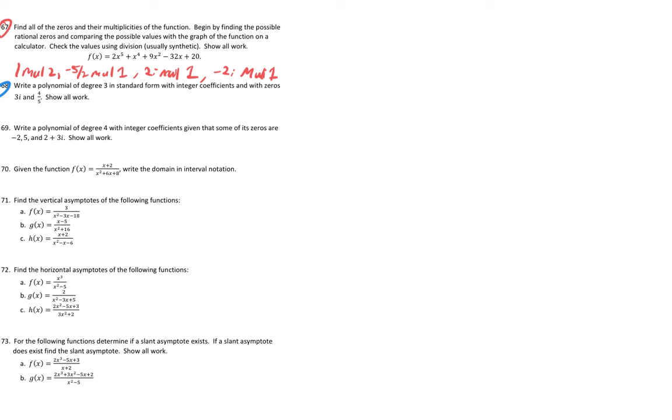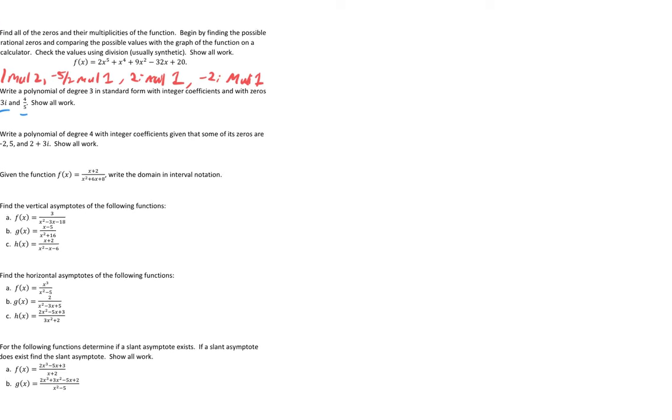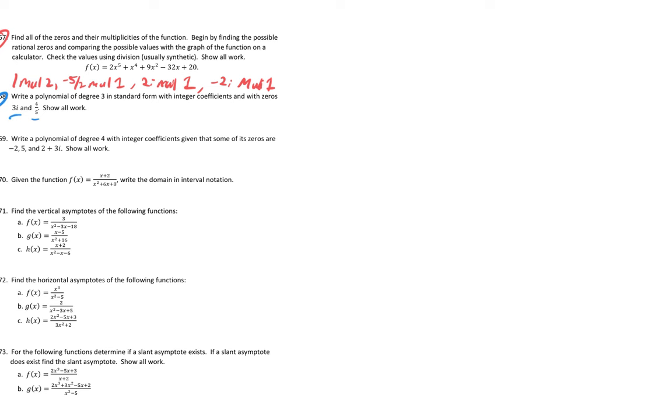Write a polynomial of degree 3 in standard form with integer coefficients of 3i and 4/5. Show all work. So they gave us 2, but since one of them was imaginary, they gave us all 3 roots. So we're going to set that up as, we'll just call it f of x is equal to x plus 3i, x minus 3i, and x minus 4/5.